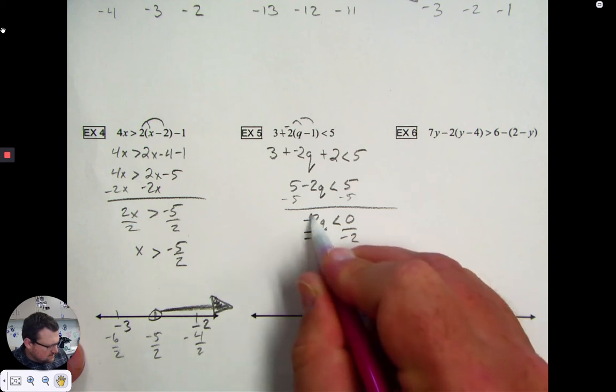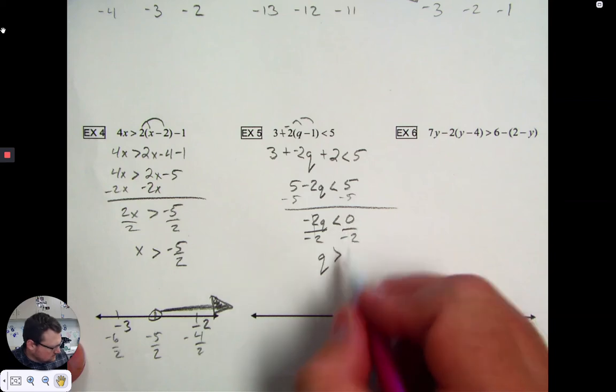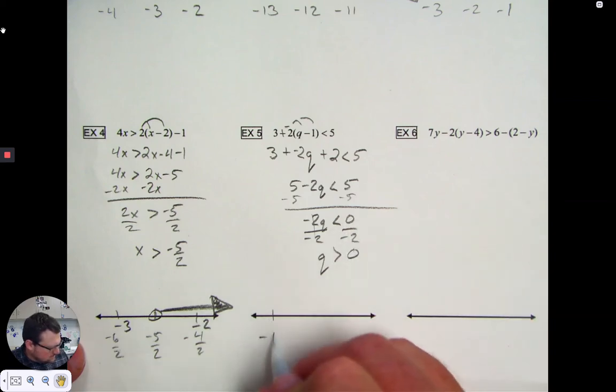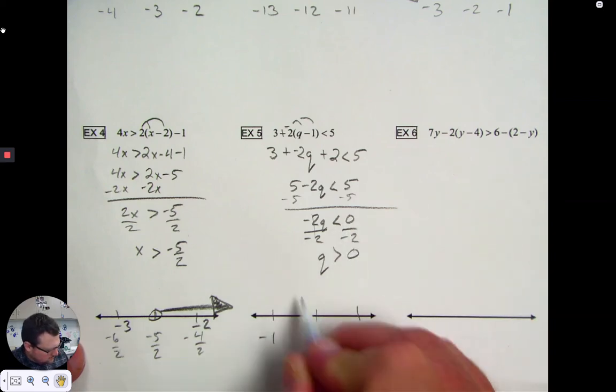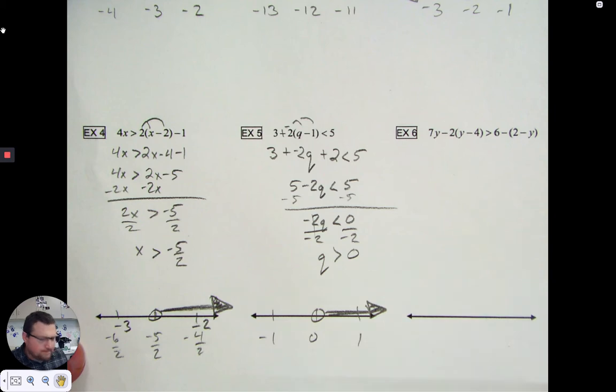Our q is now by itself because those negative 2's cancel each other out. 0 divided by any number is still 0, so this is still just 0. So then negative 1, 0, and 1. Open circle at 0. Arrow points to the right because to the right are the numbers that are greater than 0.